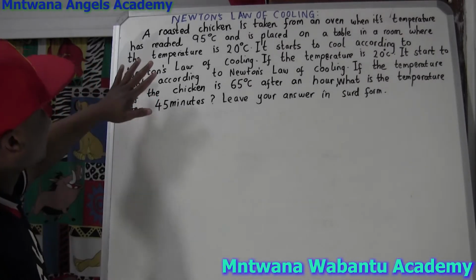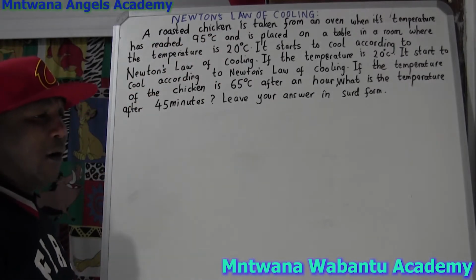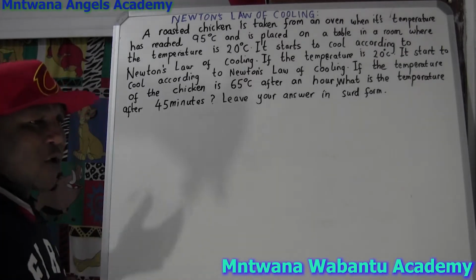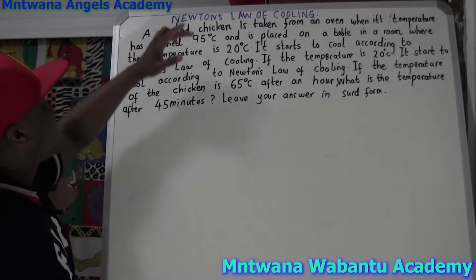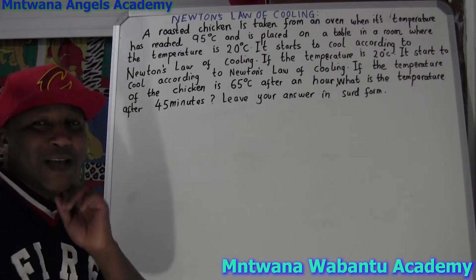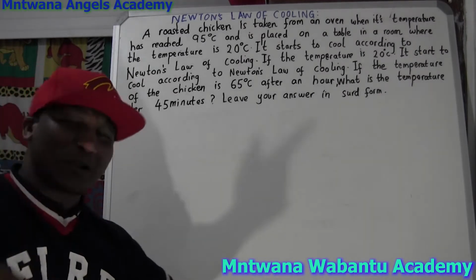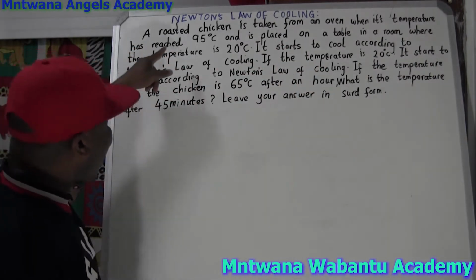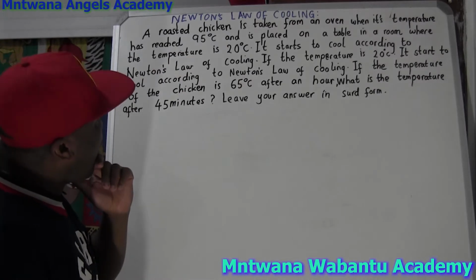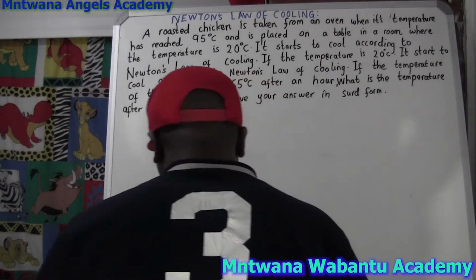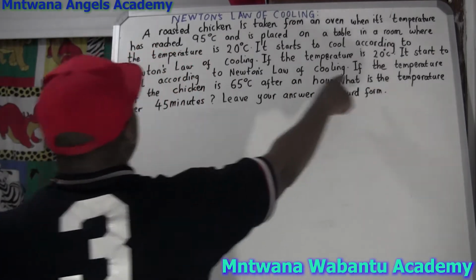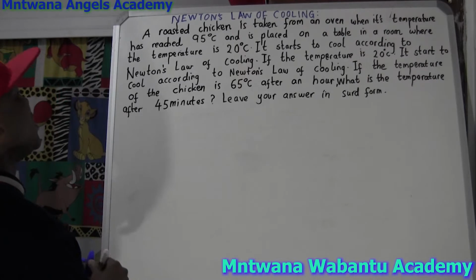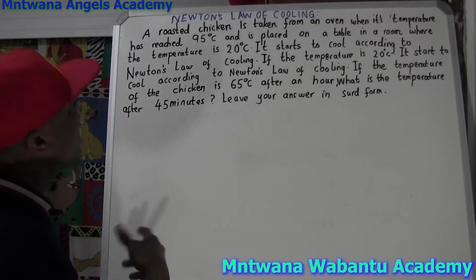Now, this type of question is Newton's law of cooling. Something is going to cool here, right? Maybe you move an object from one place to another, from the room temperature, whatever. So, roasted chicken, the one with a lot of spices. It's taken from an oven when the temperature has reached 95 degrees. Then they place it on a table where the room temperature is 20. So we know there's going to be a temperature change.